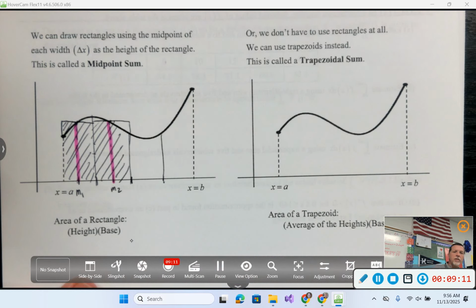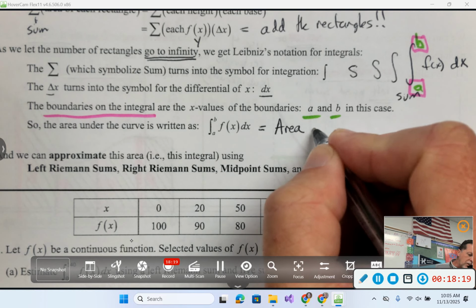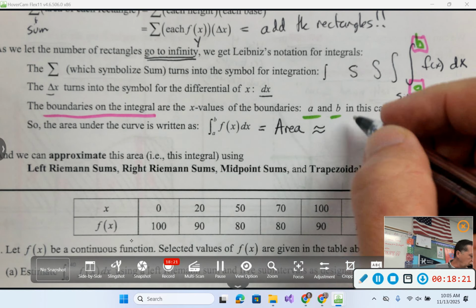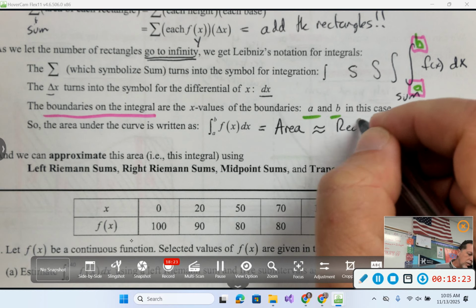Okay, well, that looks similar to what we've been doing, right? That was the antiderivative, but now I'm telling you it's the sum of the areas. Actually, it's the sum of an infinite number of areas. So that's not an approximation anymore. That's an actual area. Because this means infinite rectangles. We're not going to do infinite rectangles. That would take too long. We're going to do some finite number of rectangles or trapezoids.